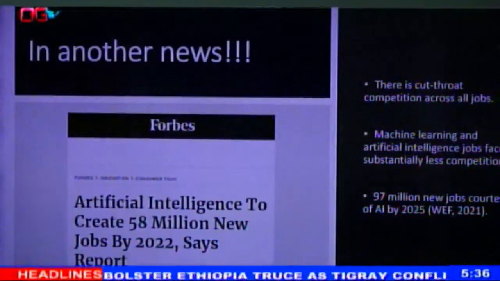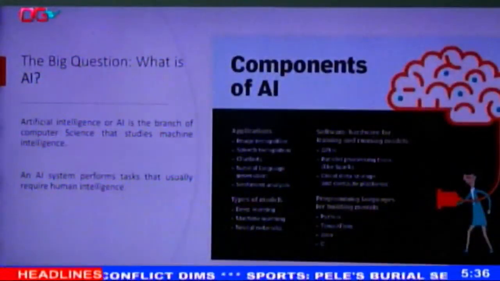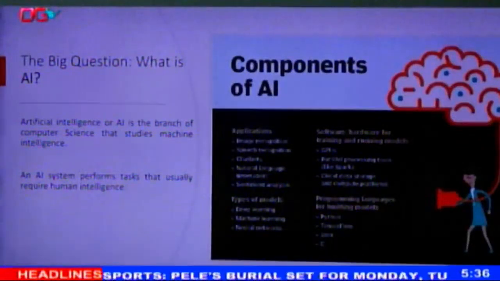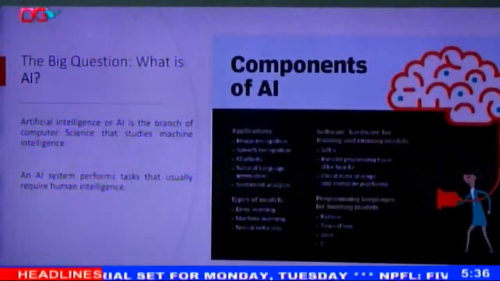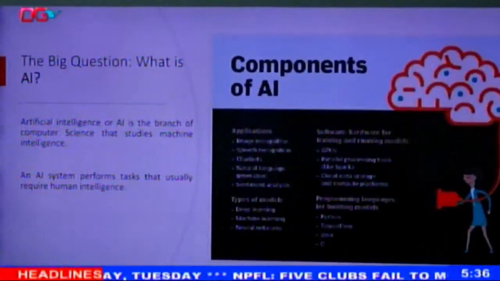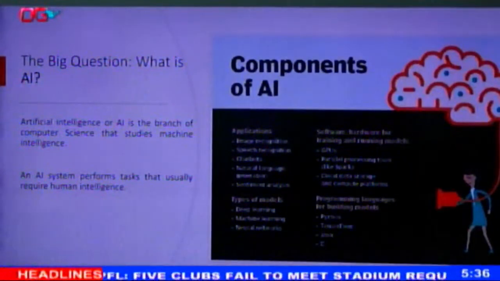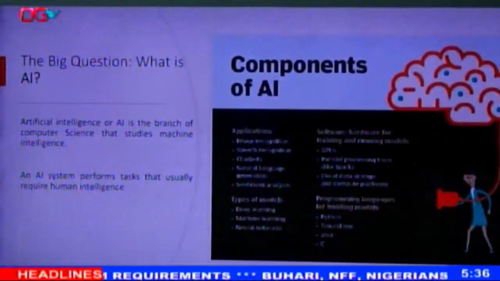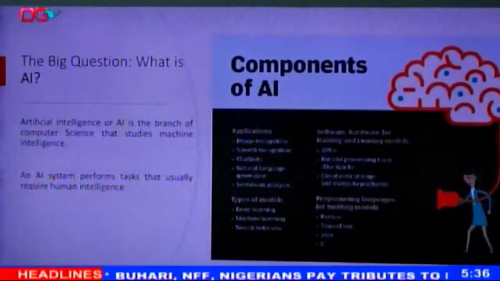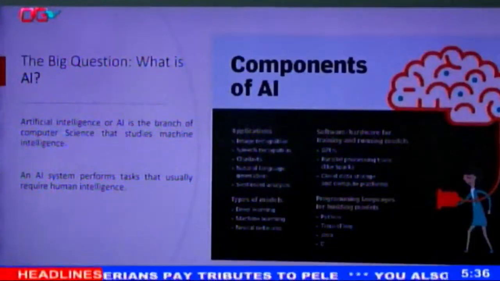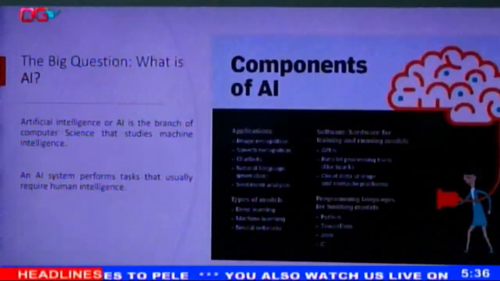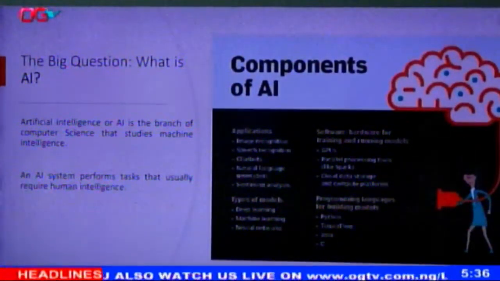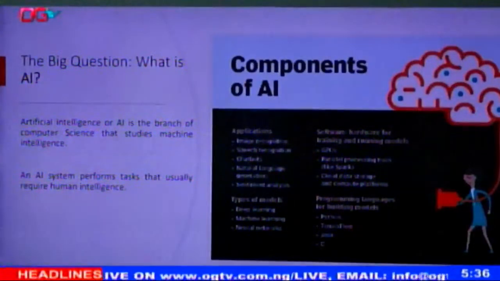So the big question is, what is AI? AI, which we refer to as artificial intelligence, is a branch of computer science that studies machine intelligence. It performs tasks that usually are meant for humans, especially tasks that require repetitive or monotonous actions. So, what are the components of AI?